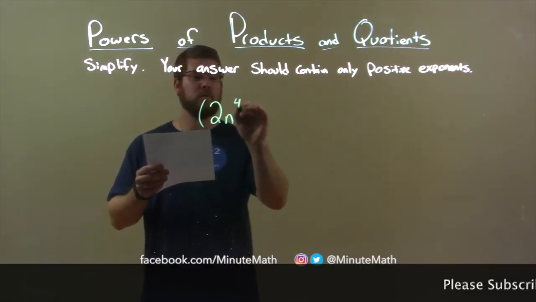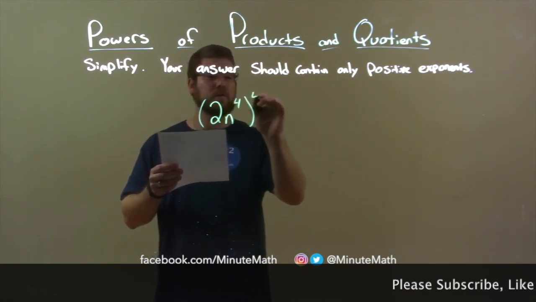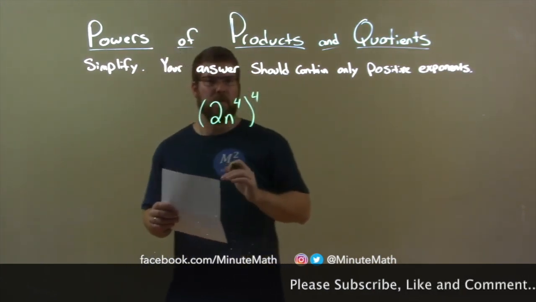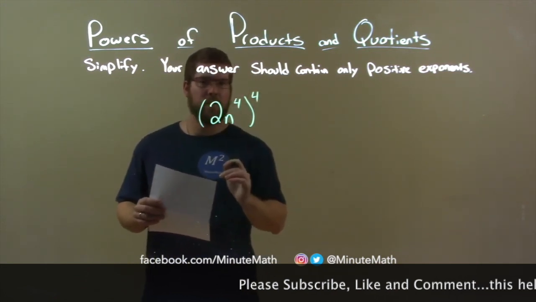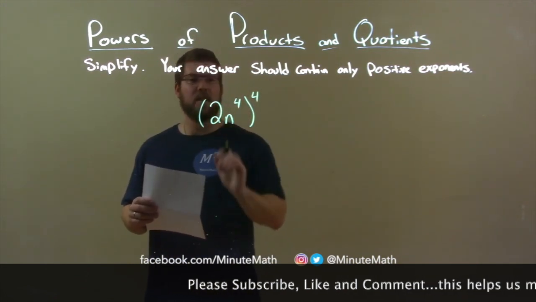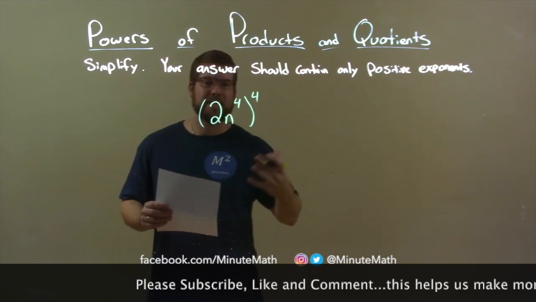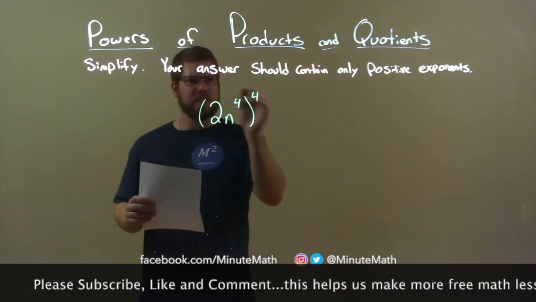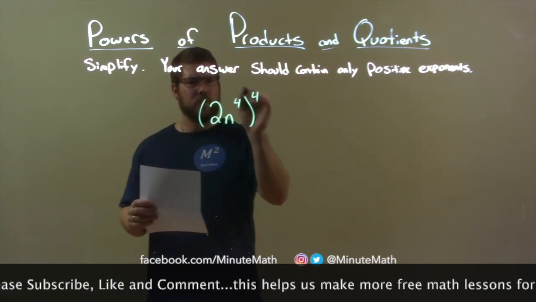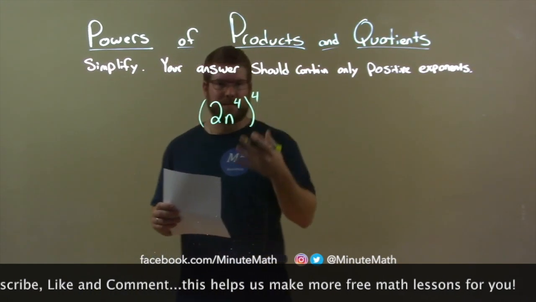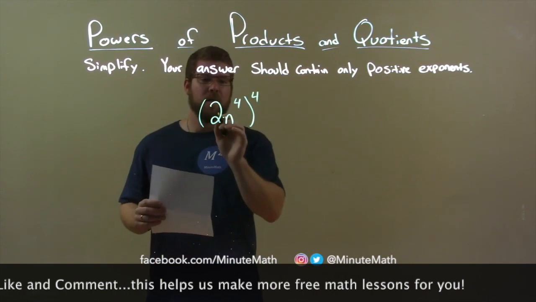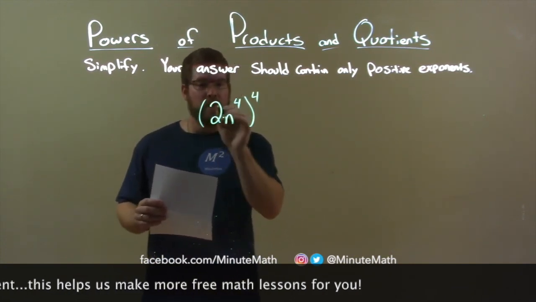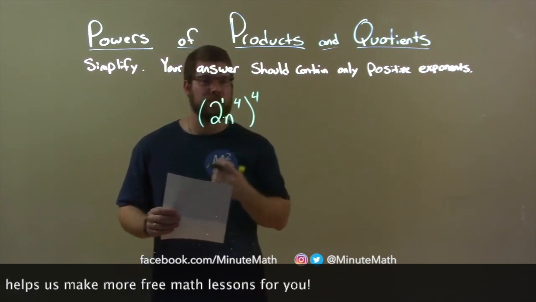2n to the 4th power, all to the 4th power. When we take everything inside the parenthesis and we're raising it to the 4th power, okay, we're going to take what's inside the parenthesis and it's being multiplied by itself 4 times, okay? And to simplify this, we distribute this exponent to both parts inside the parentheses. Remember, this 2 times n to the 4th power is what's going on there. The 2 also is raised to the first power.